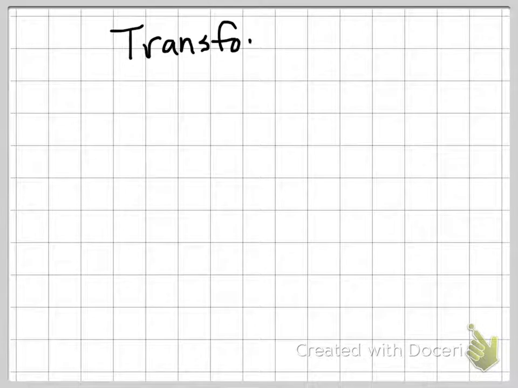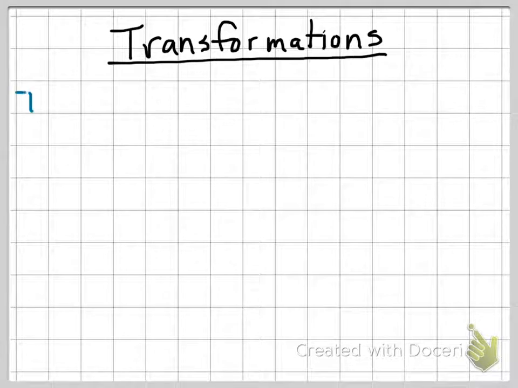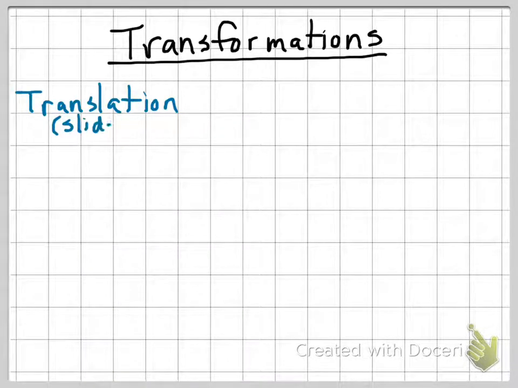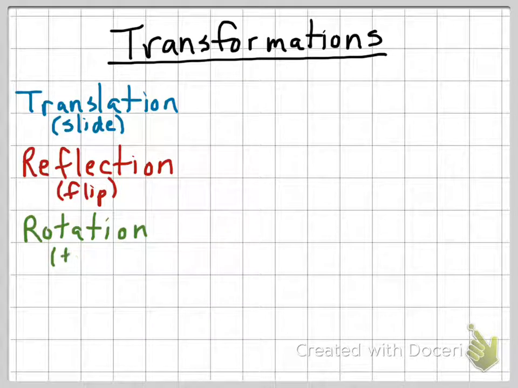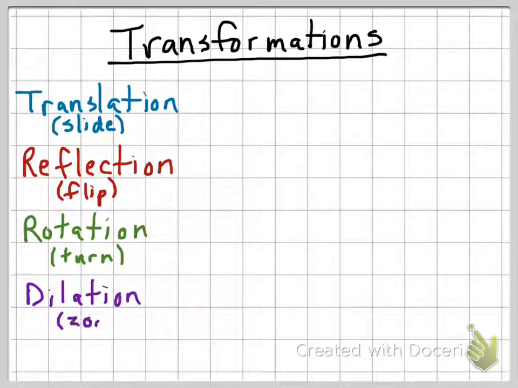Okay, this is the transformation review. I'm going to go over all the types of transformations that we did in this class. The first one we did was a translation, which was also known as a slide. Then we did reflections, which we used the word flip. A rotation, which was a turn or a spin. And then we had a dilation, which was like zoom in and zoom out.